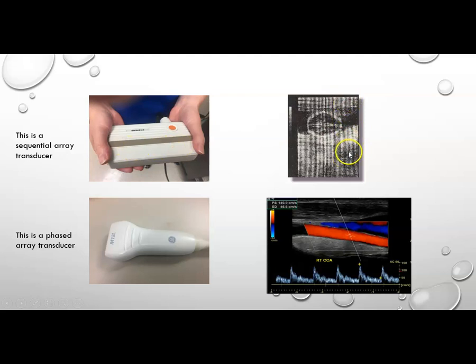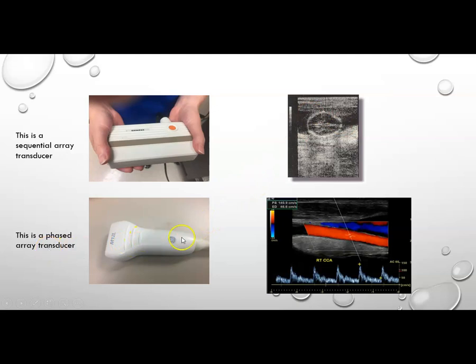This is the kind of picture you would get with a sequential array transducer, and you can see that it is causing these lines going all the way down the image because each group of the transducer is just going straight. This is what we used to see, and this one shown here is actually an obstetrics transducer, and so you can see the baby head here.